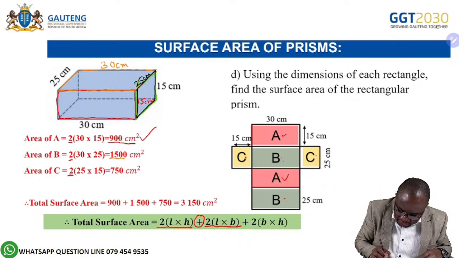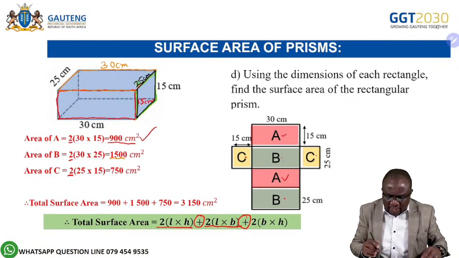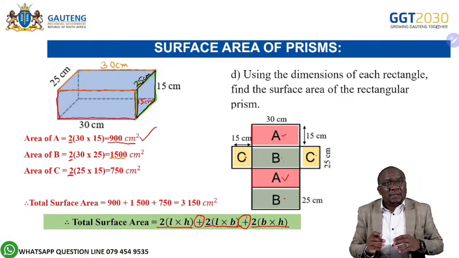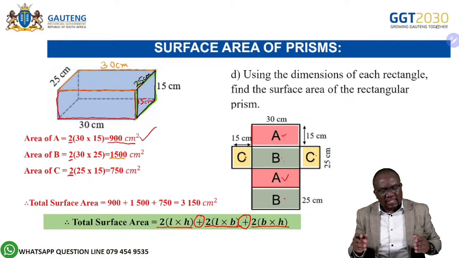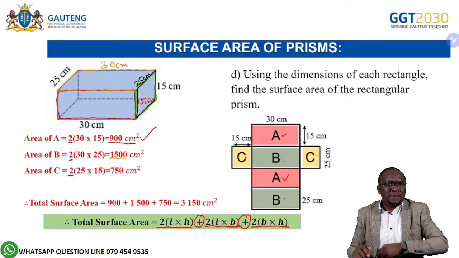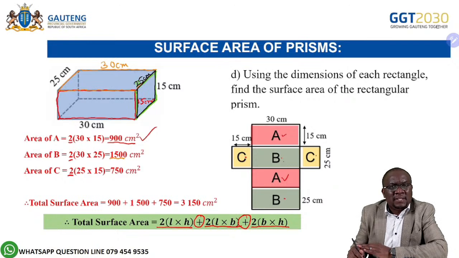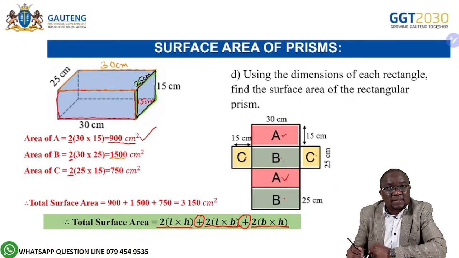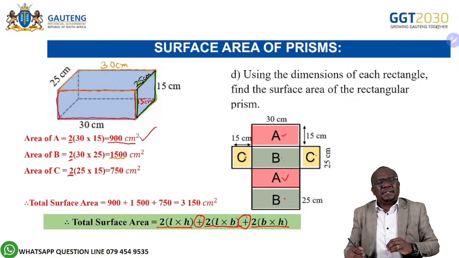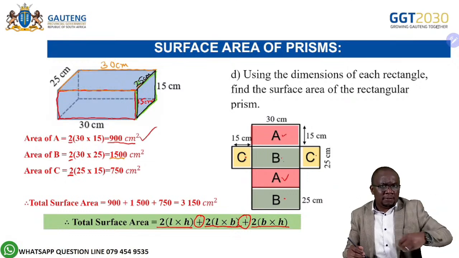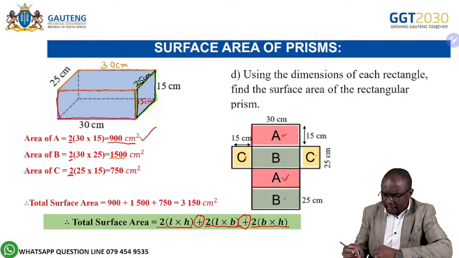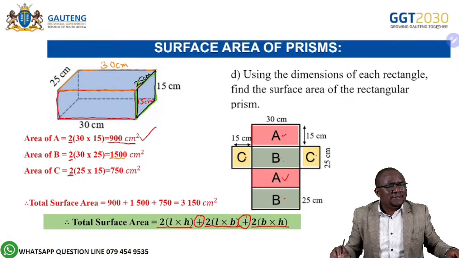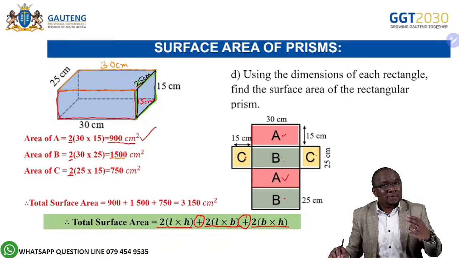Take note, there are pluses here. We're adding these areas. And then 2 times breadth times height, which is the C's that we did there. The breadth is 25. The height is 15. Do you see that? So this is the formula that you can use to find the surface area of a rectangular prism. Not all prisms, rectangular prism. But you have seen that when you're finding the surface area of a prism, we're actually finding the areas of the shapes that make up that prism. Okay, right. I want to show you another method, which is very, very easy. You can use it. It's going to be faster.